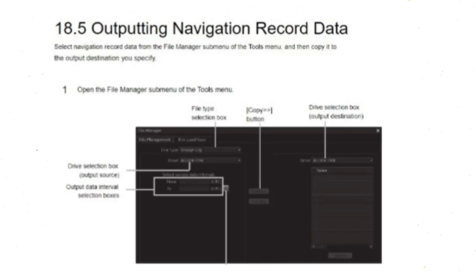Outputting navigation record data. Select navigation record data from the File Manager submenu of the Tools menu and then copy it to the output destination you specify. Number 1. Open the File Manager submenu of the Tools menu.